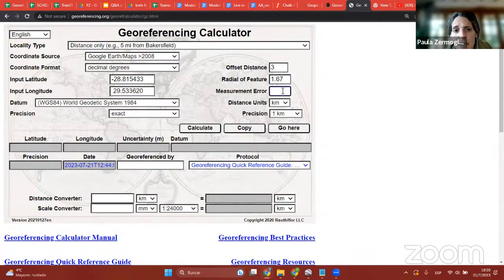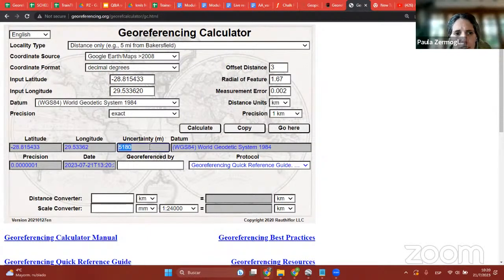My error, again, this error is my own personal error. I said it was 2 meters, so 2 meters in kilometers is 0.002. And so we have all the parameters that we need to calculate the georeference. And so we get a latitude and longitude, which are the same as the input, and we get an uncertainty.